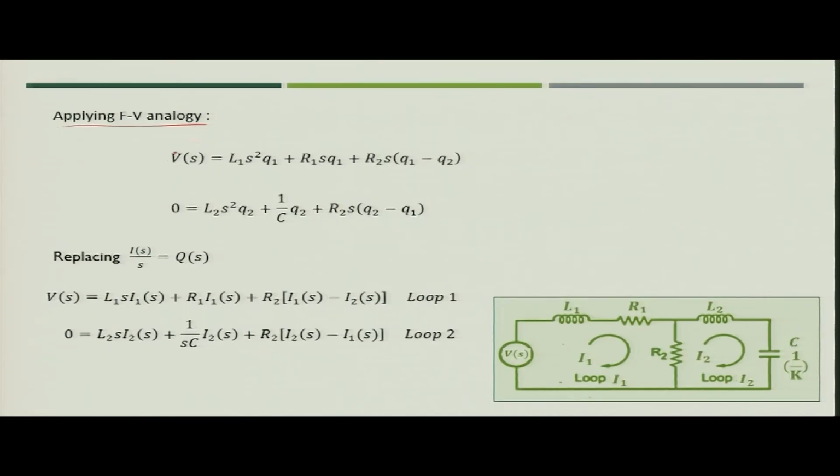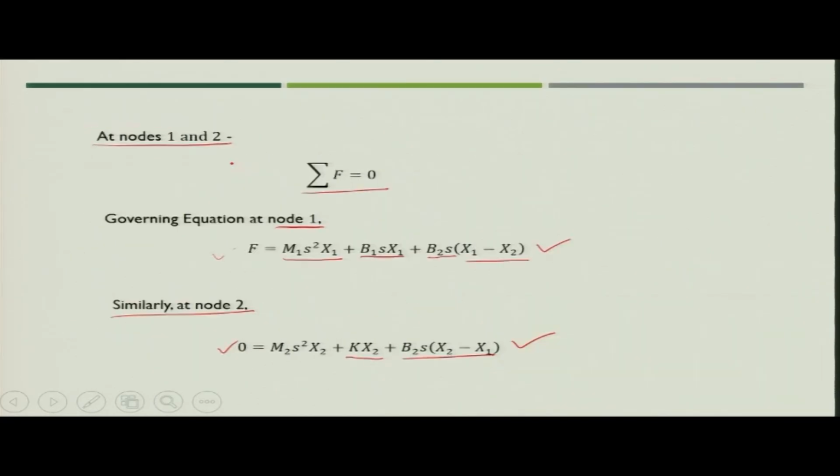So, what can we write? We can write Vs in place of F, then we can write L1 S square Q1, because L1 is analogous to M1 and X1 is analogous to Q1. So, you will write L1 S square Q1 plus R1, that is the B1 which you have. Now here you will have R1 S Q1 plus R2 S (Q1 minus Q2). So, this is what you will get when you create the analogous for the first equation.